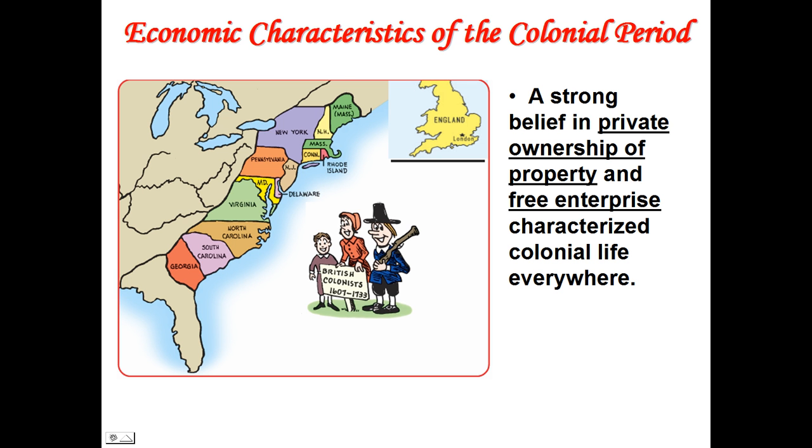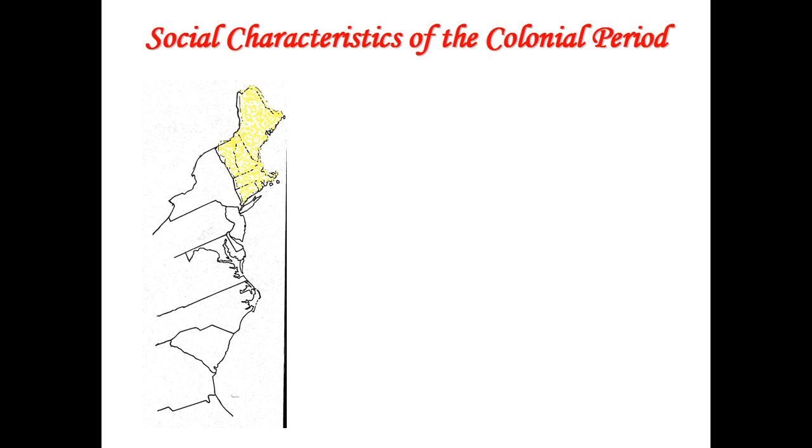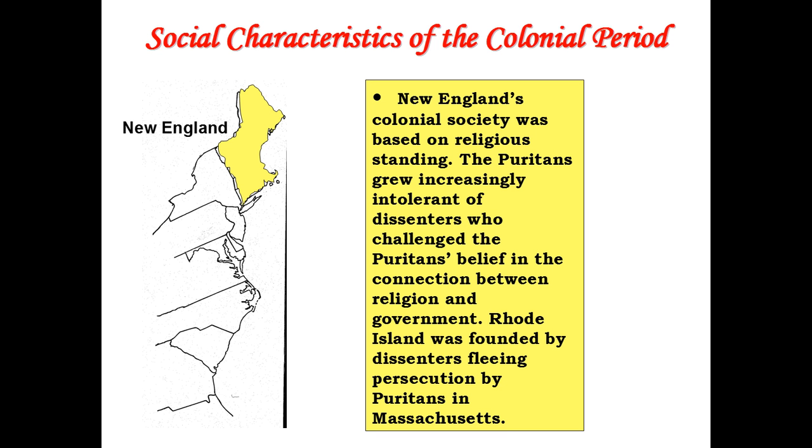Let's talk about social characteristics. New England's social characteristics were based on religious standing. The Puritans, remember, grew increasingly intolerant of dissenters. That word means people who disagreed with them. So anyone who challenged Puritan belief, especially their belief in the connection between religion and government, the Puritans became more and more upset with those people.